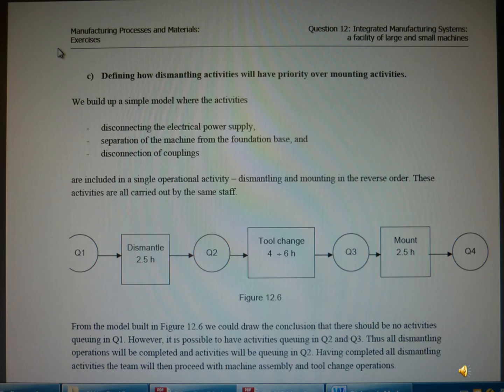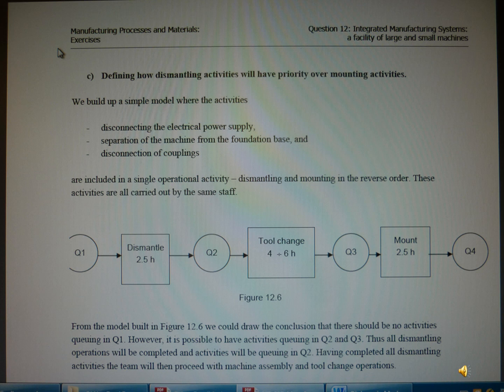Defining how the dismantling activity has priority over the mounting activities, we build out a simple model where the activities of disconnecting the electrical power supply, separating the machine from the foundation base, and disconnecting the couplings are included in a single operational activity. Dismantling and the mounting in reverse order, these activities are all carried out by the same staff.